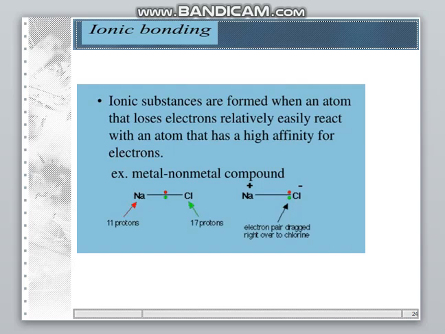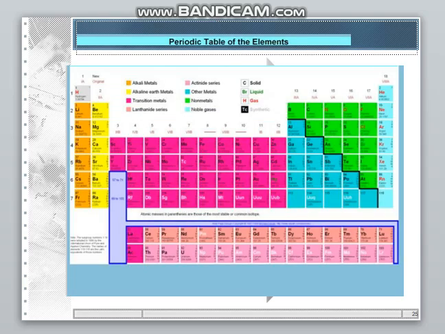Ionic substances are formed when an atom that loses electrons easily reacts with an atom that has a high electron affinity for the electron. A metal and non-metal bond is the ionic bond. This is the periodic table. On the top right corner of the periodic table are non-metals, and on the left-hand side and the bottom of the periodic table are metals. Metal and non-metal combine and form the ionic bond, while non-metals combine with each other and form the covalent bond.